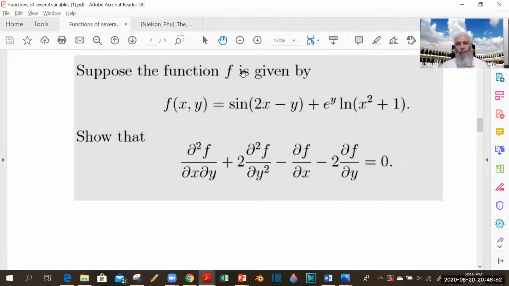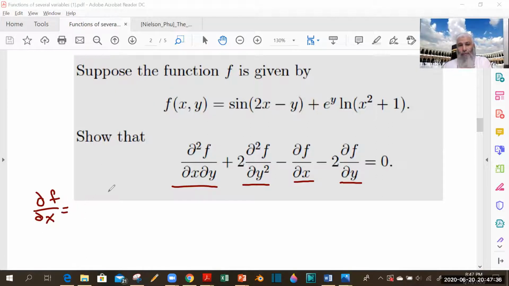Suppose the function f is given by f(x, y) equals sine(2x minus y) plus e to the power y ln(x squared plus 1). Show that this thing. So we need to find this, and this, and this, and this: df/dx, df/dy, d2f/dy squared, and d2f/dx dy.